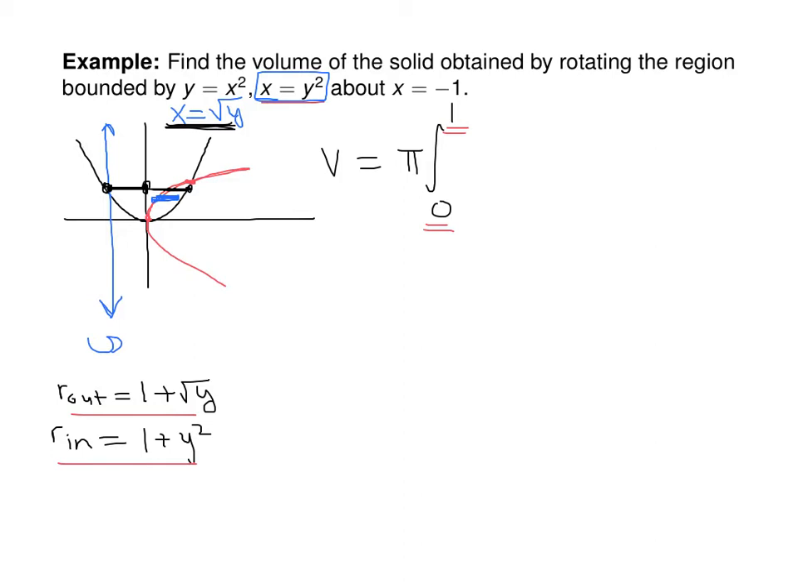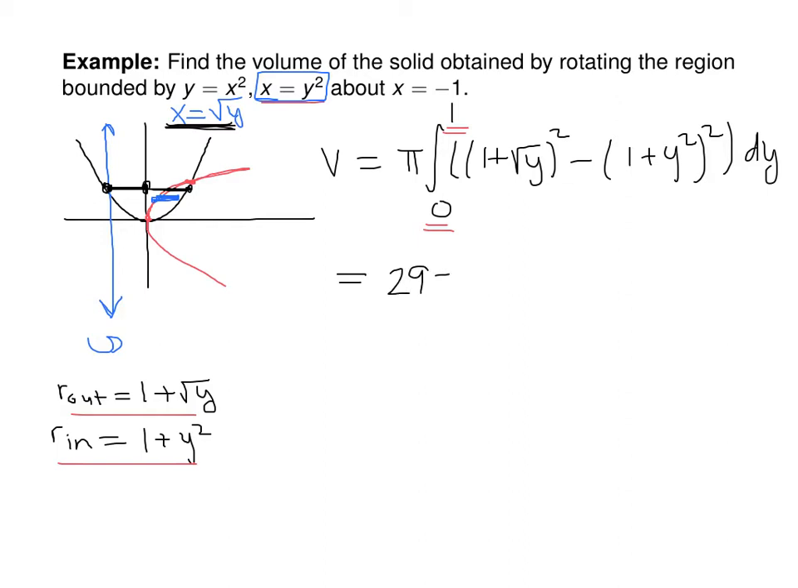So pi times r out squared, so my outer radius is 1 plus root y, squared, minus r in, 1 plus y squared, squared, dy. The details are worked out in the notes online, but you should end up getting 29 pi over 30.